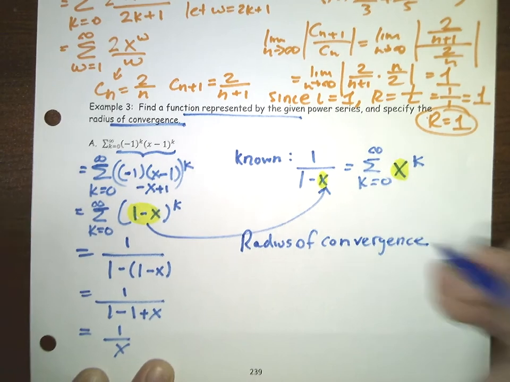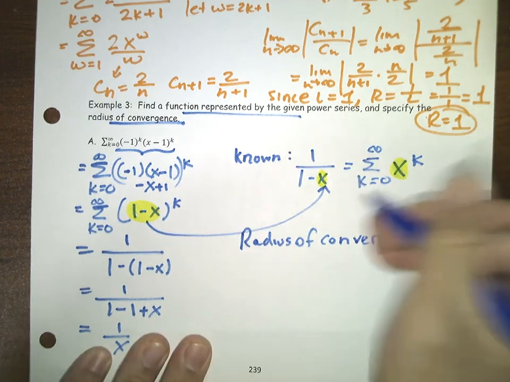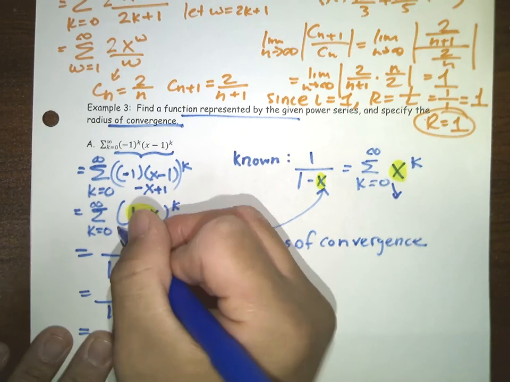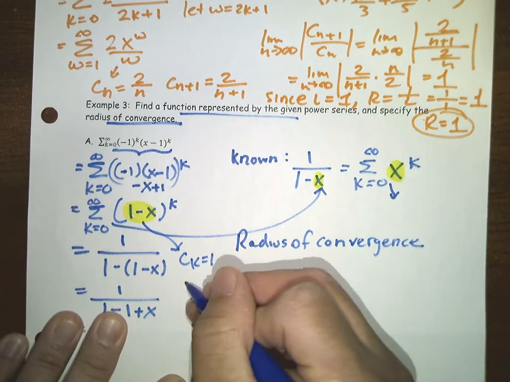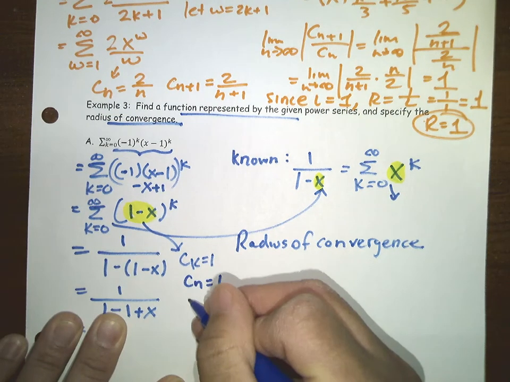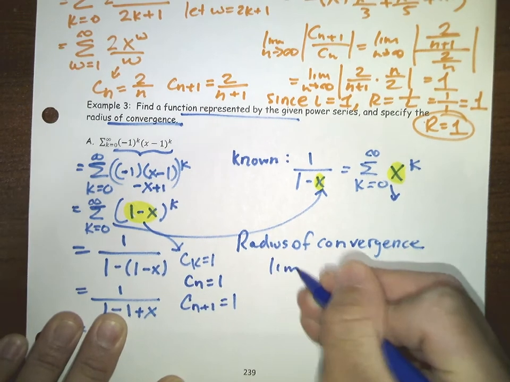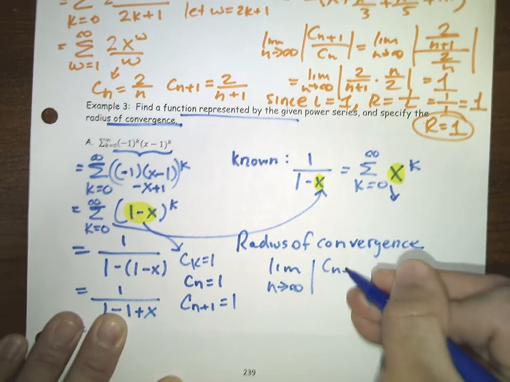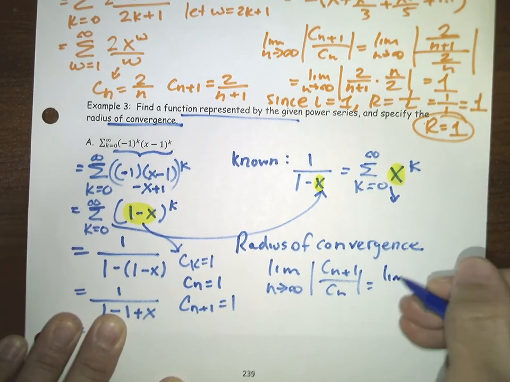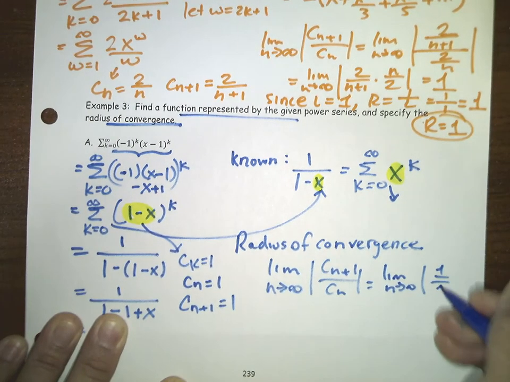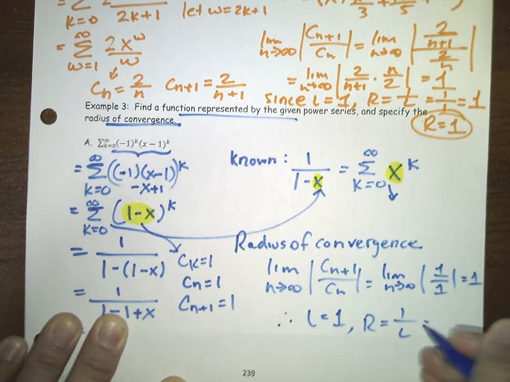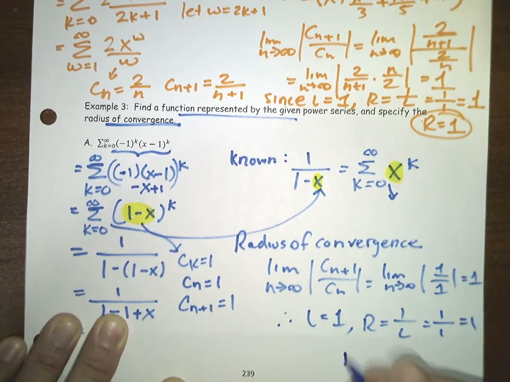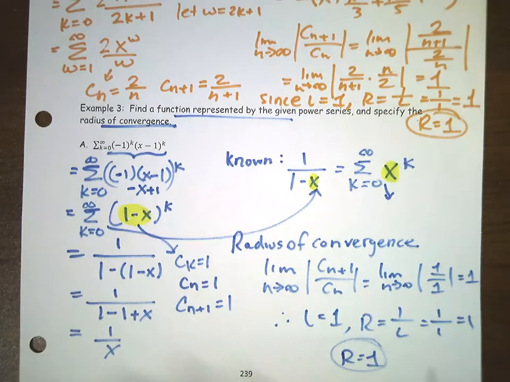And now let's find the radius of convergence. So we know that Ck is 1. That's all we really need to know here, right? So Cn is 1, and Cn plus 1 is also 1. So the limit as n goes to infinity of Cn plus 1 over Cn is the limit as n goes to infinity of 1 over 1, which is 1. So therefore, since L is equal to 1, R is 1 over L, which is 1 over 1, which is 1. So therefore, R is 1. What a time to be alive.